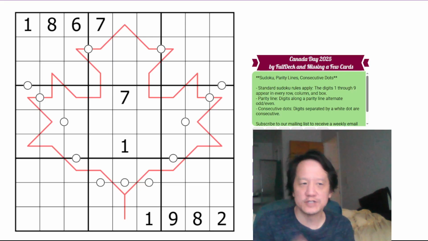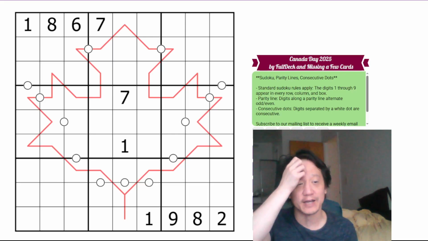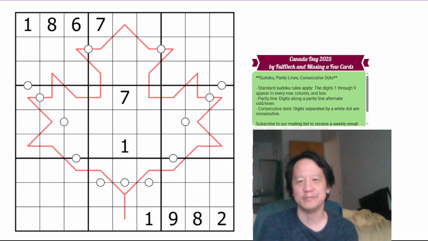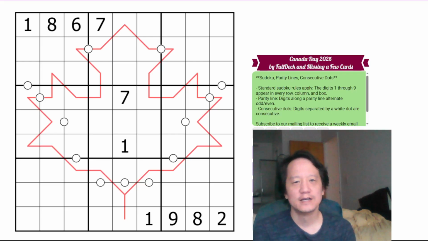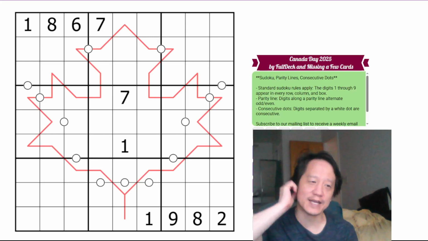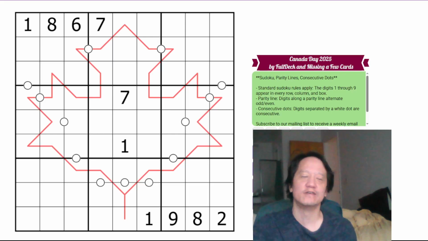If you notice, this is unfortunately much later than the actual Canada Day, but I just basically do the puzzles when I get to them, essentially. But happy belated Canada Day for all our friends in Canada. I hope you had a good one.